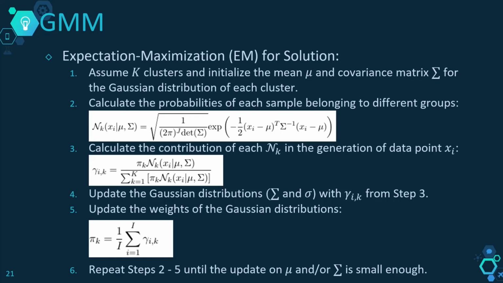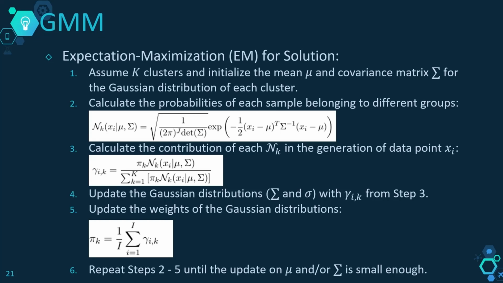Step 3, we need to calculate the contribution of each distribution to the generation of the data point. Because now, any data point does not belong to any one cluster for sure, there are only probabilities. So it may have a 40% probability of belonging to cluster 1. To do that, we need to calculate the contribution of different distributions to one point. We need to calculate this gamma_ik. That means gamma_ik is the contribution of the distribution or cluster k to the data point i.